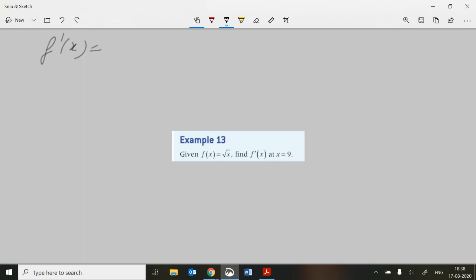So the gradient function is equal to the limit as h tends to 0 for our function here. Now remember, we're going to substitute in x plus h. So we've got x plus h, let's just put it as a square root like this, to the power of a half, and then take away x to the power of a half, and then divided by our h in this case.